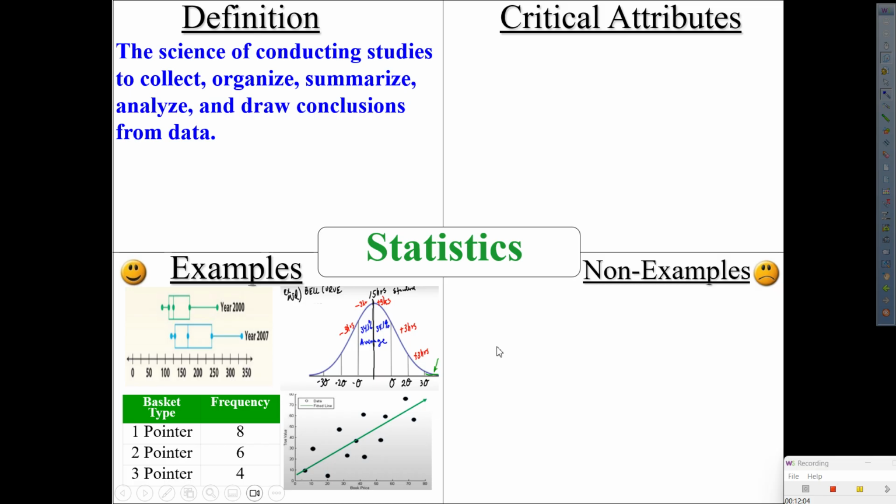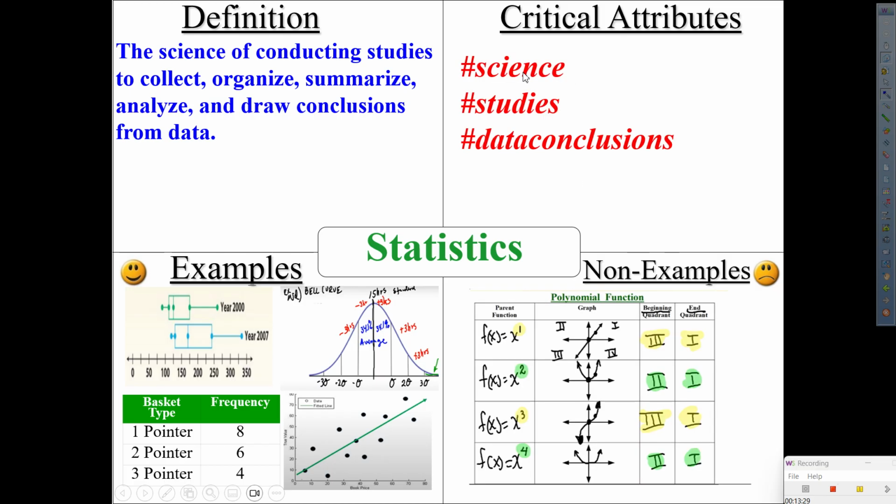All right. So statistics. What is it? Hashtag a science. What is it for? Hashtag studies. And what do we do with it? Hashtag data conclusions. Yes, we gather data and we come up with conclusions. Keyword here is science, conclusions.